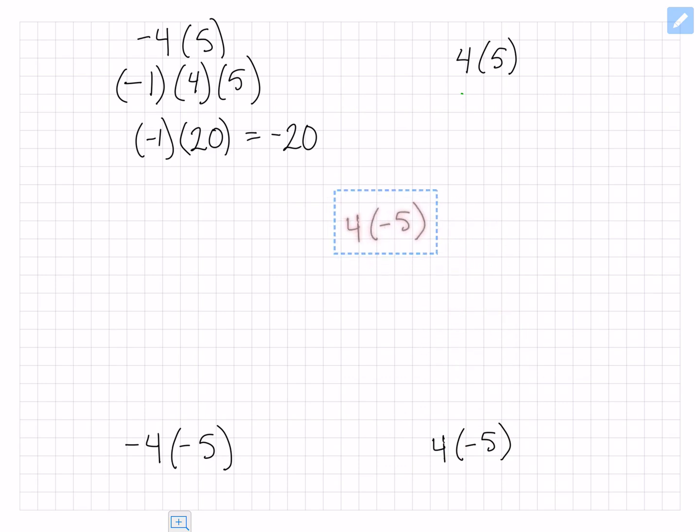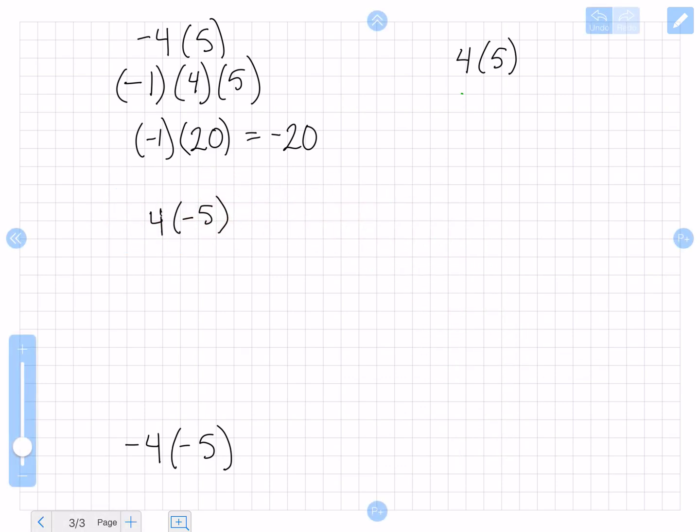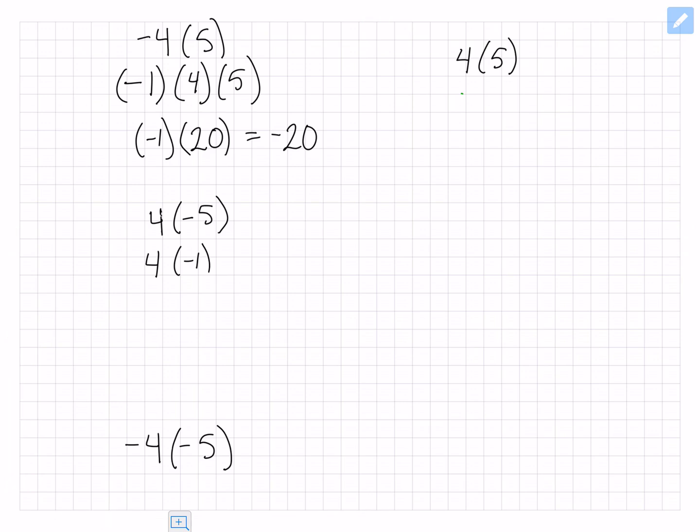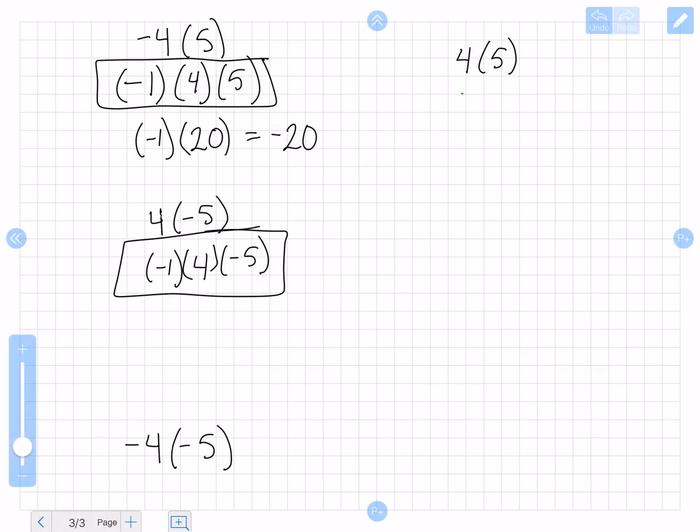When I do 4 times negative 5, that's the same as 4 times negative 1 times 5. And I'm going to use the commutative property here to switch my numbers around, and you can see that it's the same as negative 1 times 4 times 5, so that will be negative 20.